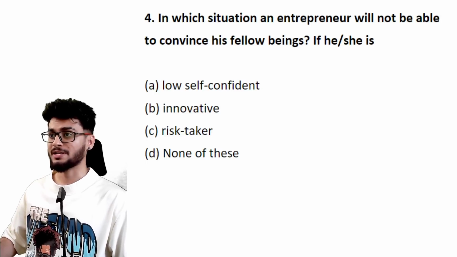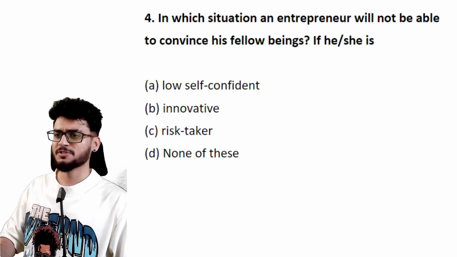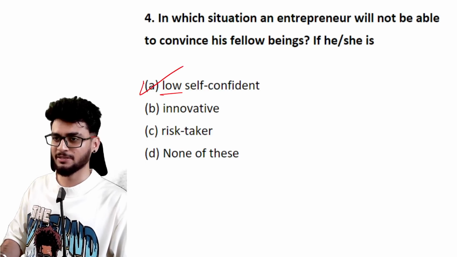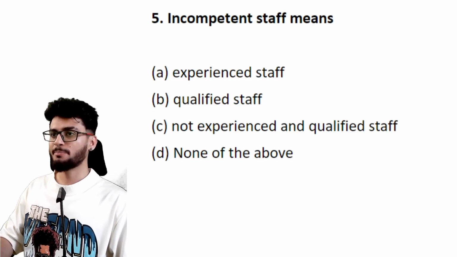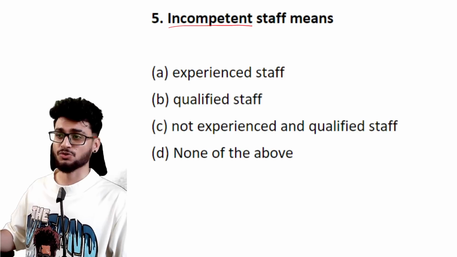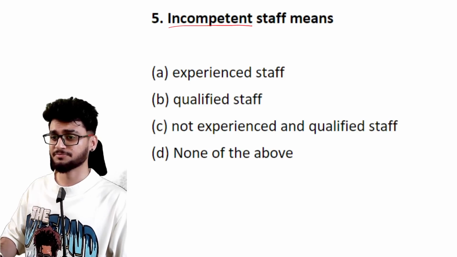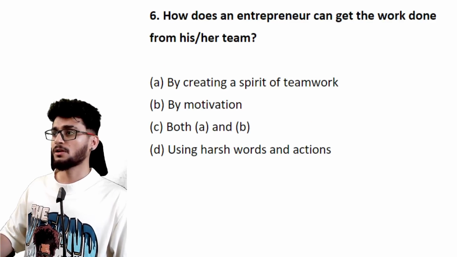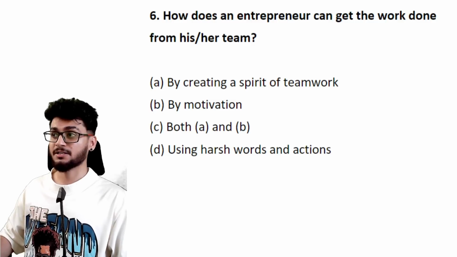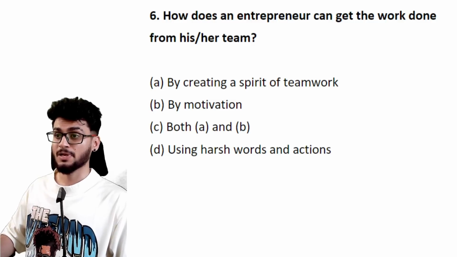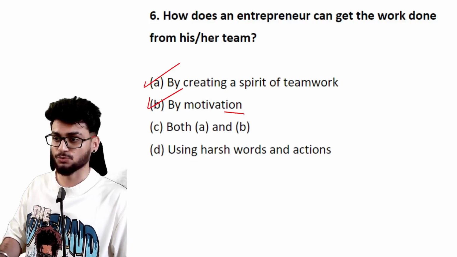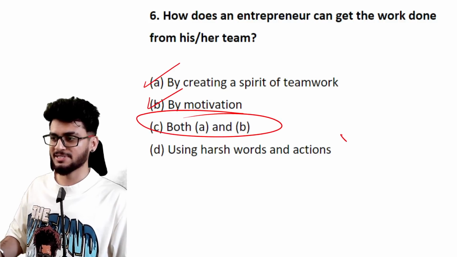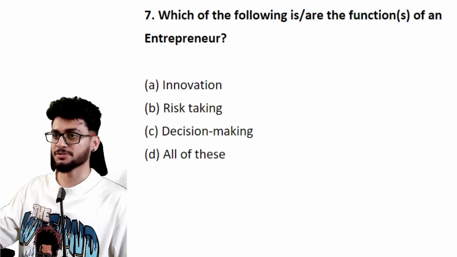In which situation will an entrepreneur not be able to convince his fellow beings? If she has low self-confidence, obviously, he or she will not be able to convince others. Incompetent staff means the staff is not experienced, they are not qualified enough. How does an entrepreneur get the work done from his or her team? By creating a spirit of teamwork, yes. By motivating them, yes. So this is the right answer. Obviously, you don't have to use harsh words and actions.